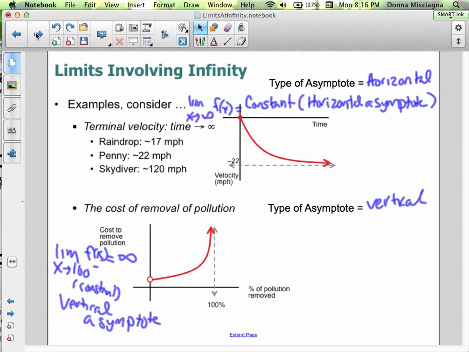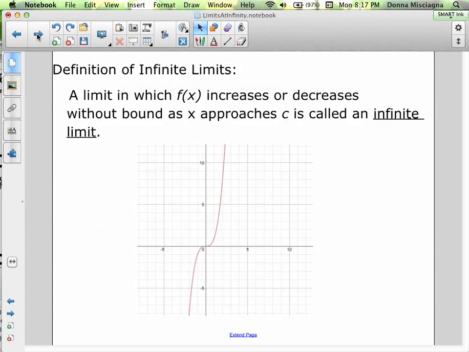Cost of removing pollution. As you try to remove more and more, as that percent gets closer to 100%, it does cost more. Sometimes those costs can be an extreme amount, so at some point you have to decide that 1% maybe isn't worth $10 million more. That would be a vertical asymptote, because we're getting larger and larger as we approach some constant value. In the first example, we're approaching a constant value as x is getting larger and larger. A little difference there between horizontal and vertical asymptotes.